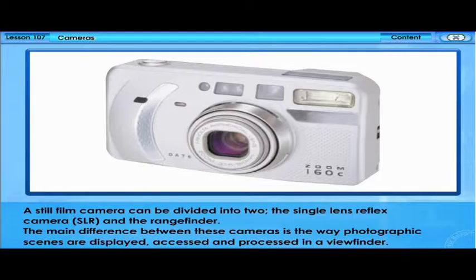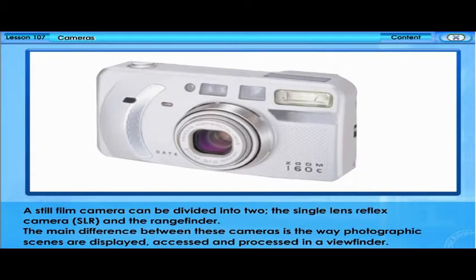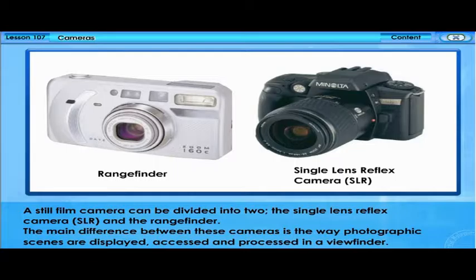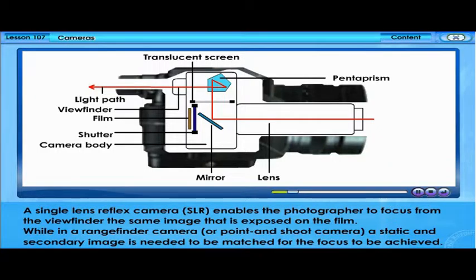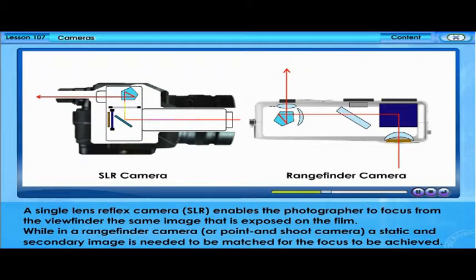A still film camera can be divided into two: the single-lens reflex camera, SLR, and the rangefinder. The main difference between these cameras is the way photographic scenes are displayed, accessed, and processed in a viewfinder. A single-lens reflex camera, SLR, enables the photographer to focus from the viewfinder the same image that is exposed on the film. While in a rangefinder camera, or point-and-shoot camera, a static and secondary image is needed to be matched for the focus to be achieved.